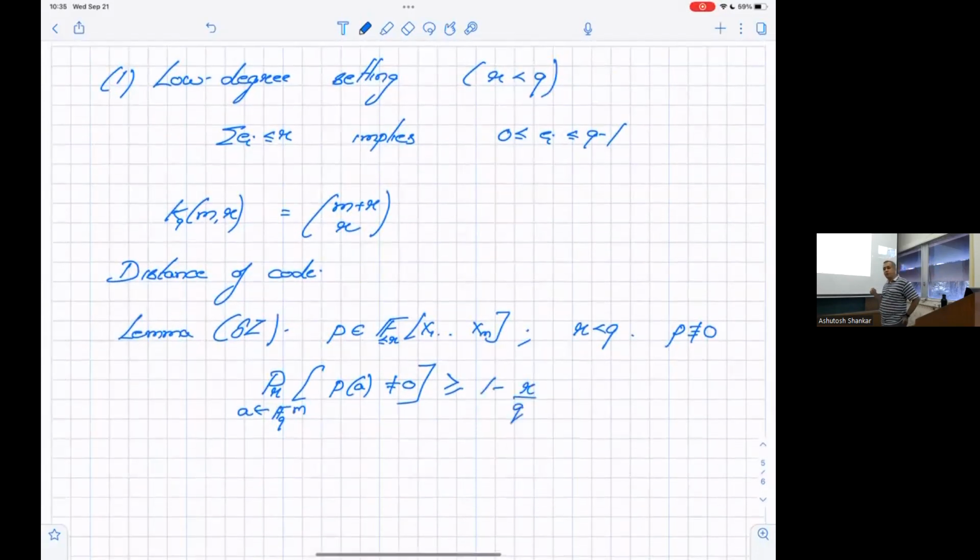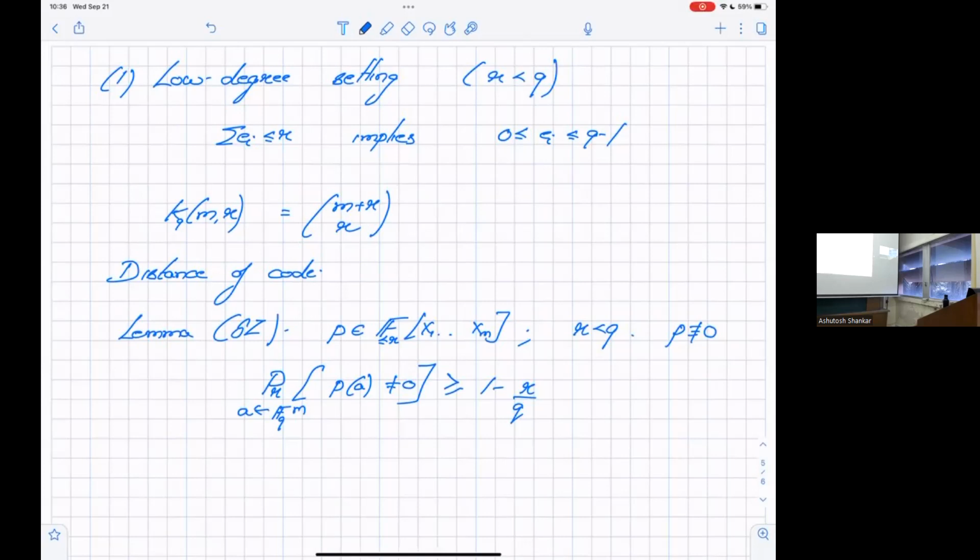Notice you cannot afford to do better than that, because a univariate polynomial is a special case of a multivariate polynomial. So you could have a univariate polynomial which is just in one variable and ignores the other variables. It's non-zero exactly 1 minus r over q fraction of the time. You can't improve this.